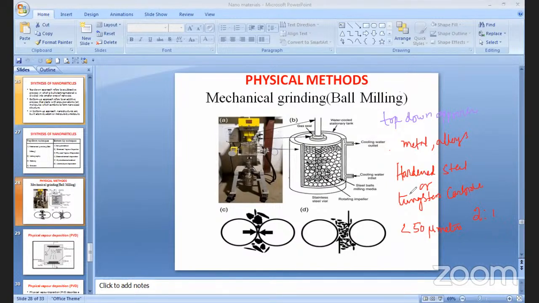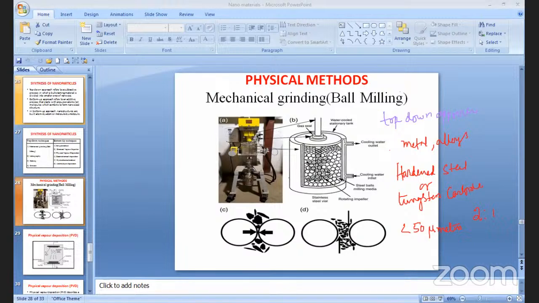So we are not going to fill all the tungsten carbide balls or hardened steel balls completely. Generally, we fill only half, and then we start grinding. After filling half with either tungsten carbide balls or hardened steel balls, we close the container.